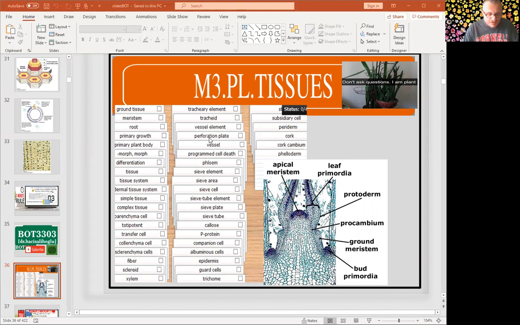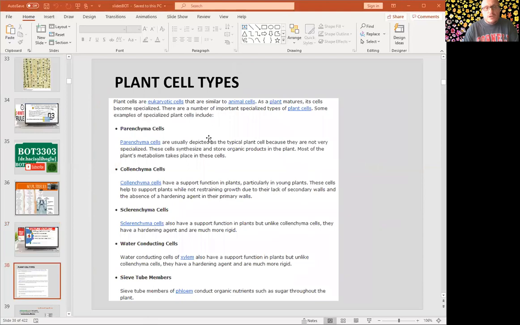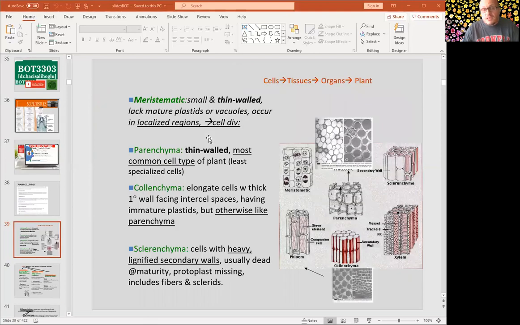Of course, plant tissue starts with meristematic cells. They are small, thin-walled, with immature plastids, and they are in localized regions. Meristematic cells are undifferentiated and they keep dividing. We also have parenchyma, collenchyma, and sclerenchyma in other places.